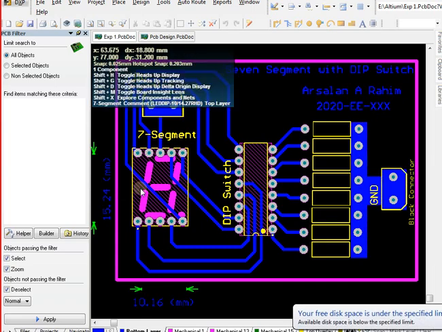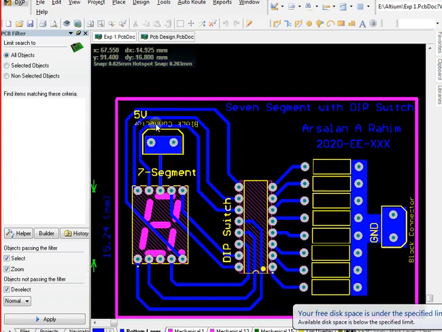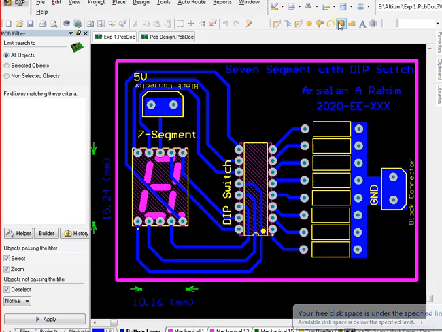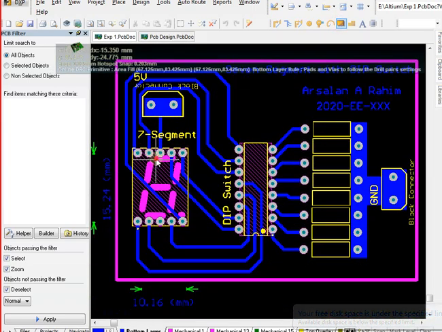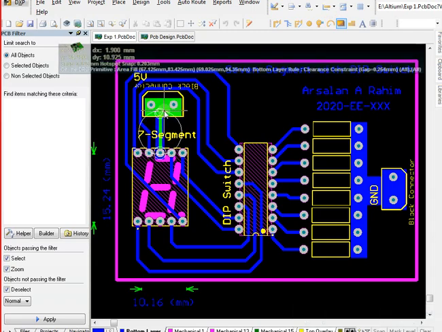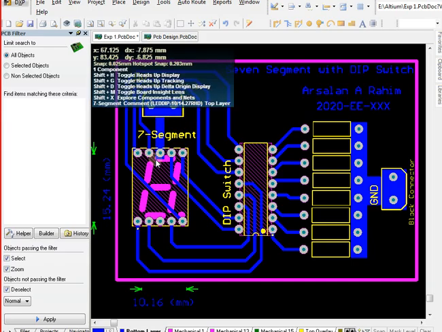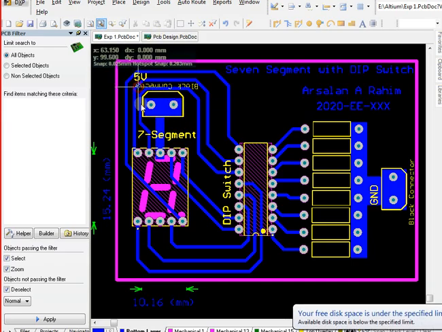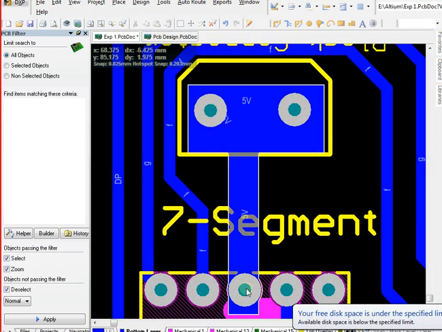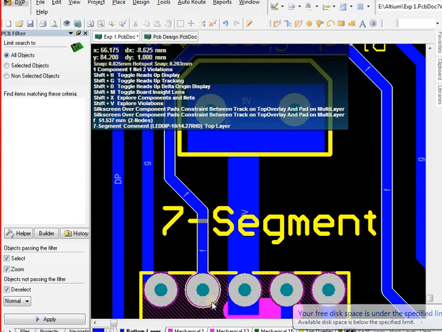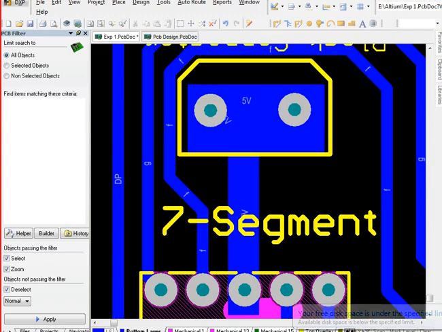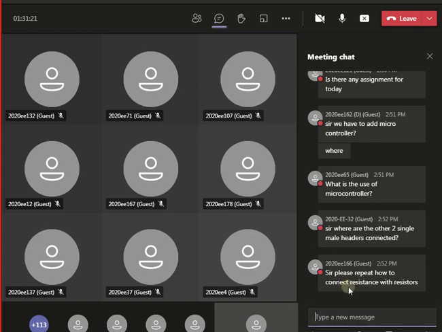Certainly one thing more, you will have to use a fill area on this region also. Why? Because it's a huge current on this part as well. So that's why you can use a fill area. But certainly you can't use a fill area in such a way that it is touching the other lines over there. I guess there are some questions also.